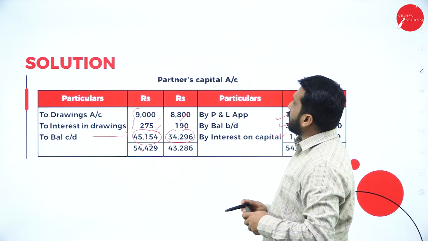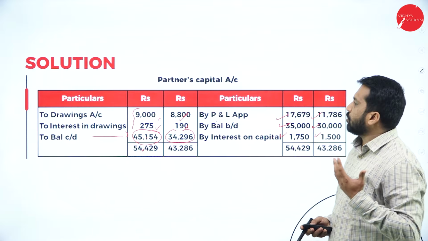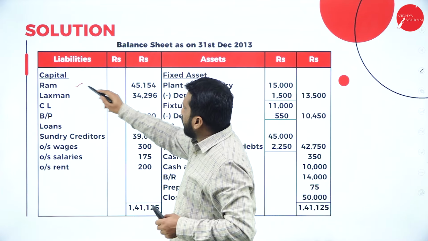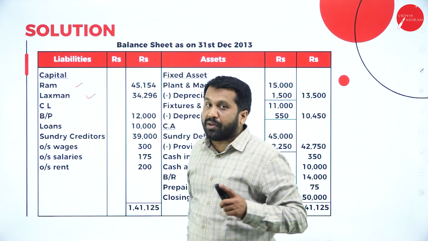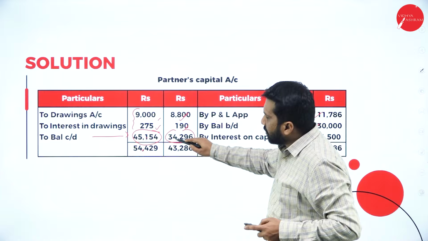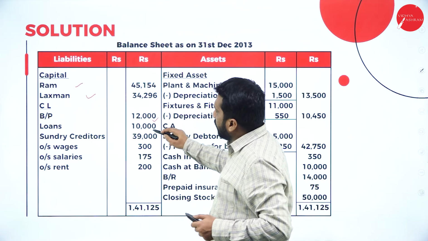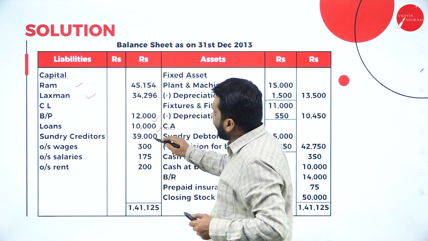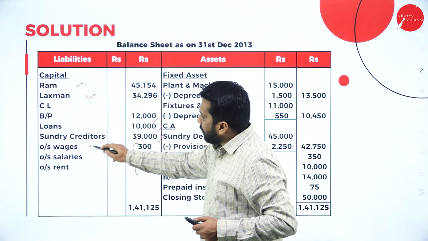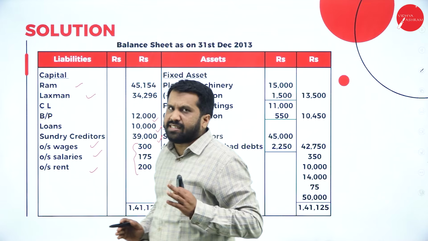Now, once you are done with partners capital, the easiest part is the balance sheet. In the balance sheet, first we go with the capital. Ram capital, Lakshman capital. Where do you have Ram and Lakshman? See the answer, 45, 34. This answer. Bills payable given in the question, loans, creditors, all the adjustments, outstanding wages, salary, rent. You are done with your liability, the easiest one.